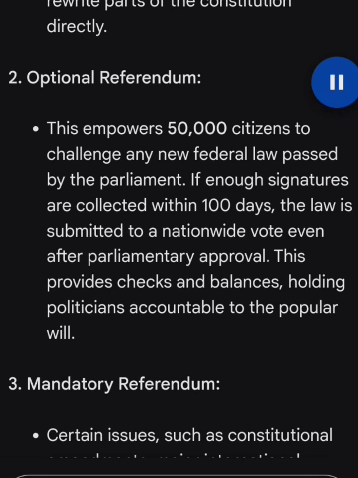2. Optional referendum. This empowers 50,000 citizens to challenge any new federal law passed by the parliament. If enough signatures are collected within 100 days, the law is submitted to a nationwide vote even after parliamentary approval. This provides checks and balances, holding politicians accountable to the popular will.